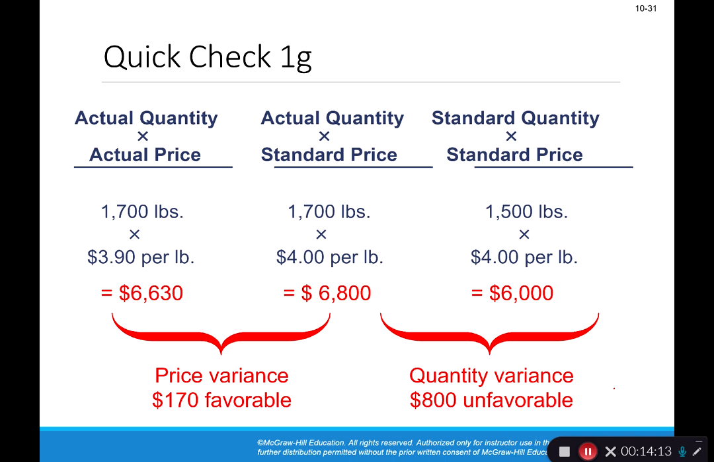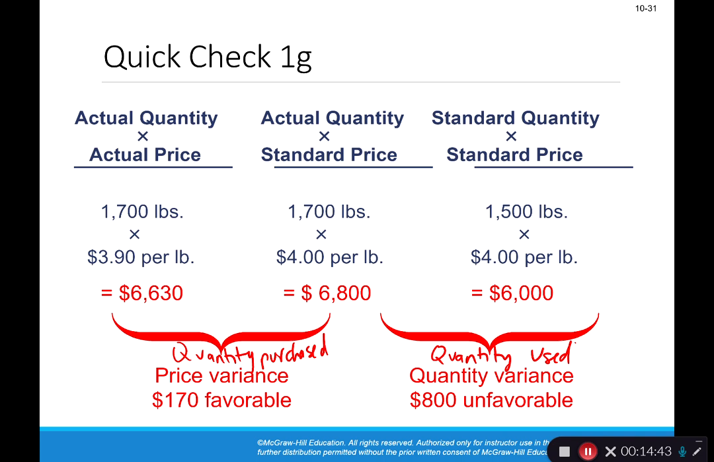The bottom line is, no matter how we do it, using algebra or the 3-column approach, we're going to arrive at the same answer. Now, it's really important to note that when we're getting our price variance, we're using the quantity purchased, because the price variance is based on how many units we purchase. The quantity variance would be based on the quantity we use.